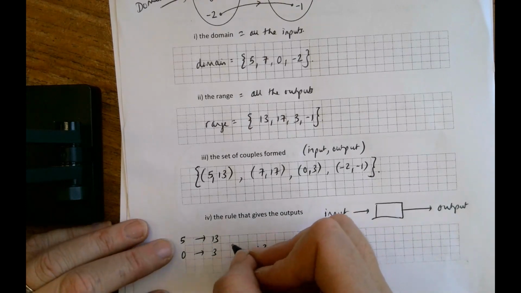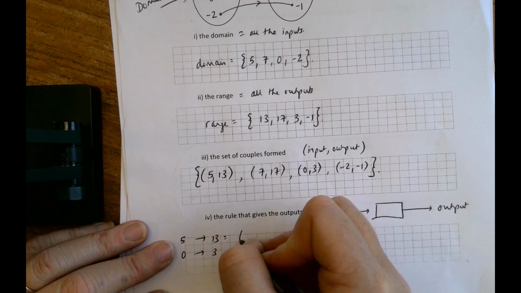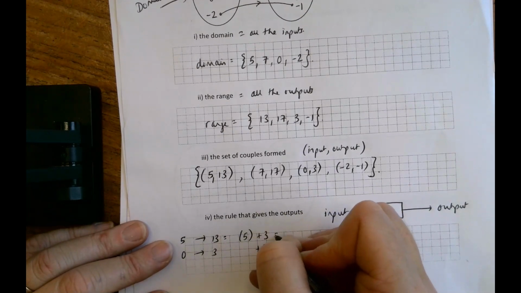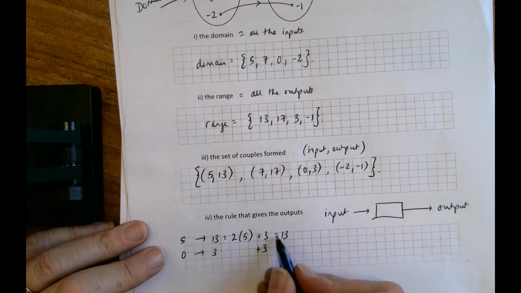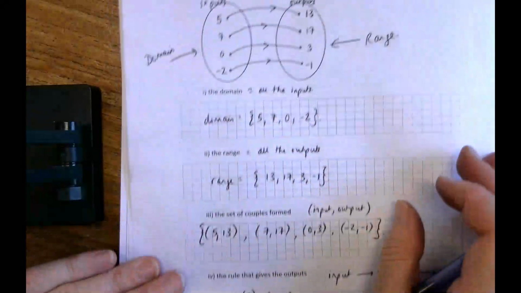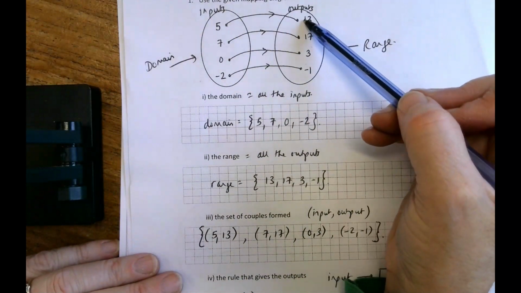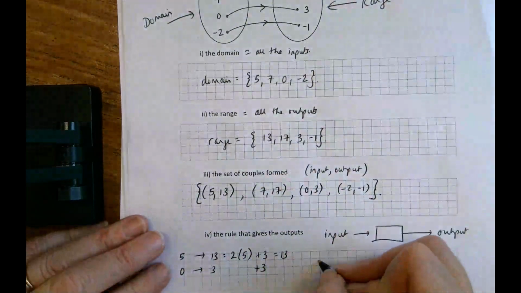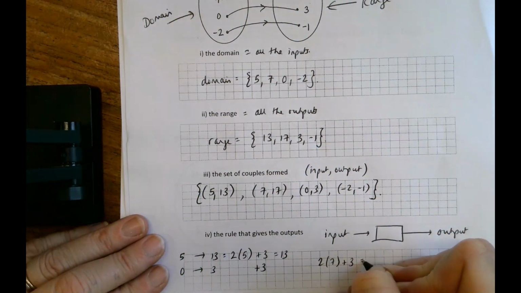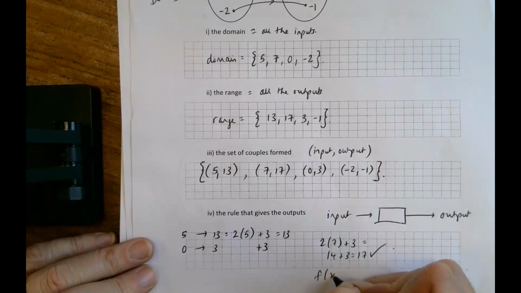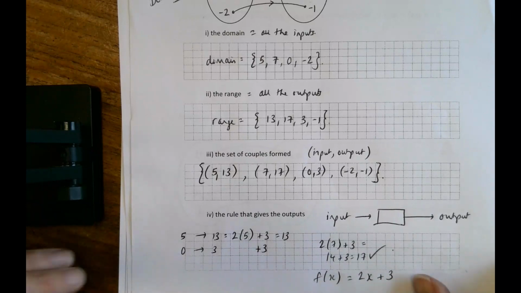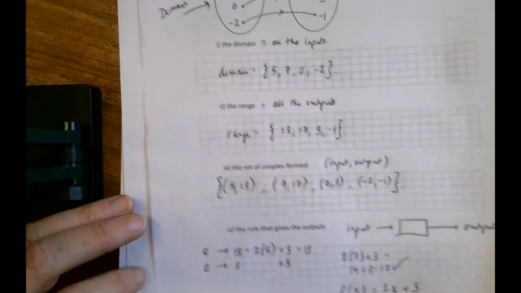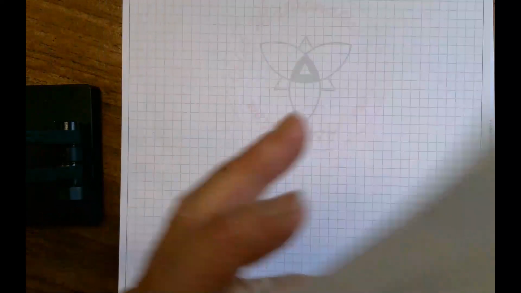So let's look here. Something by 5 plus 3 is equal to 13. Well, that must be 2 by 5 then, isn't it? 2 by 5 plus 3 is equal to 13. So we're doubling our input and adding 3. Let's see whether that works for 7. 2 by 7 plus 3 equals 14 plus 3 equals 17. Yeah, that works. So our function, the rule that describes the outputs, is 2x plus 3. f of x is equal to 2x plus 3. Now, here's the second.